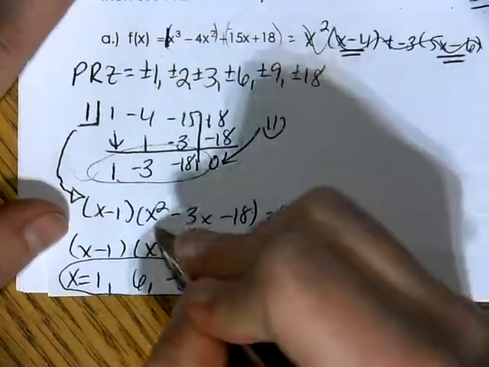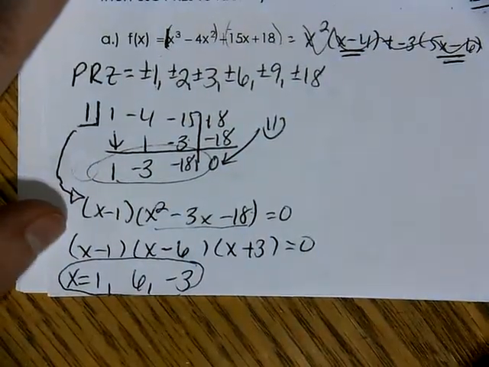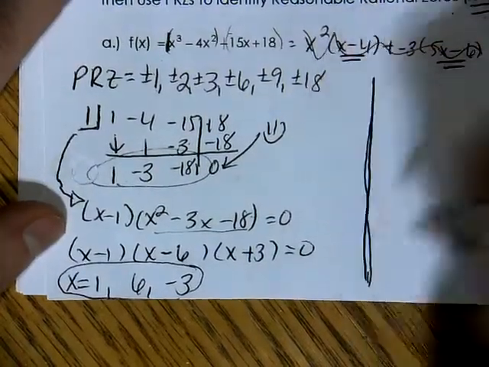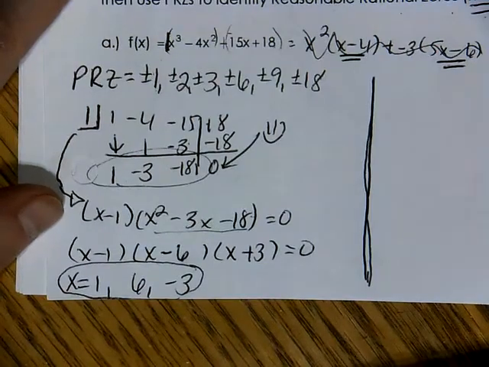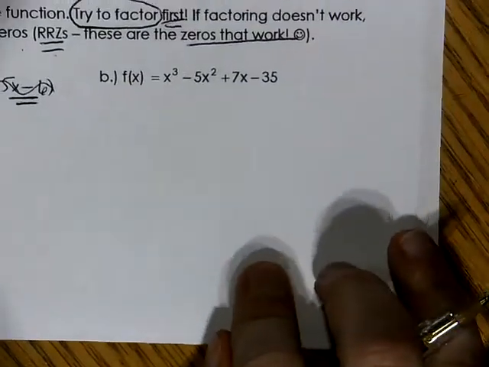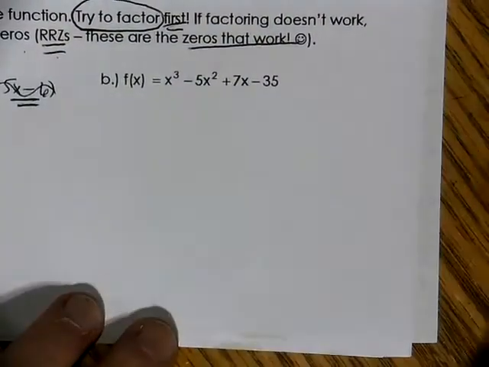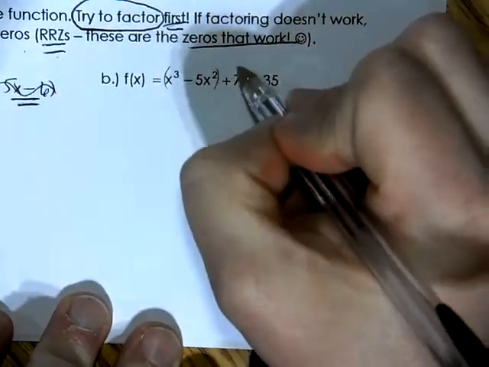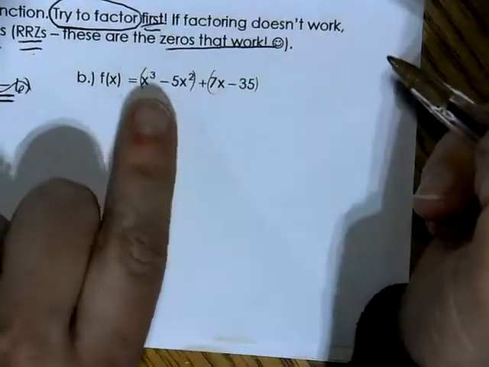Now, if this quadratic didn't work, we'd have to use the quadratic formula, and that's how we would find our remaining zeros. Let's go ahead and look at letter B. For letter B, we always try factoring first. So I'm going to put parentheses around the first 2 terms and parentheses around the last 2 terms.